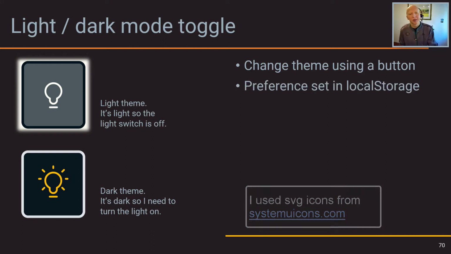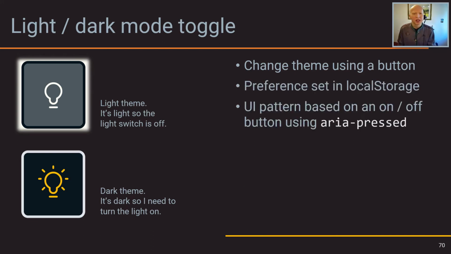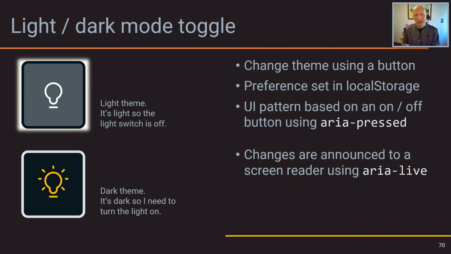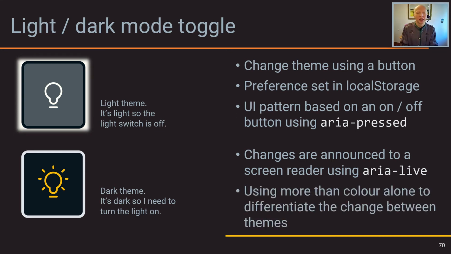So the idea is it's going to set a preference using local storage. I'm using the user interface pattern of an on-off button, mainly because at home I have dimmer switches and you push them in to turn them on, and you push them in so they go out again to turn them off. So I settled on using ARIA pressed. The changes need to be announced to the screen reader, and we need to use more than just color alone to represent the difference. So in dark mode, the light is on, and you can tell because those little lines are coming out around the bulb.